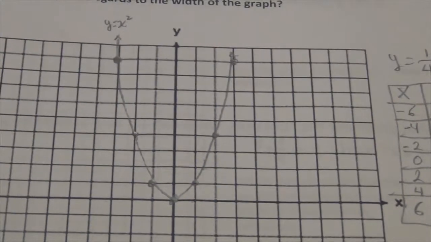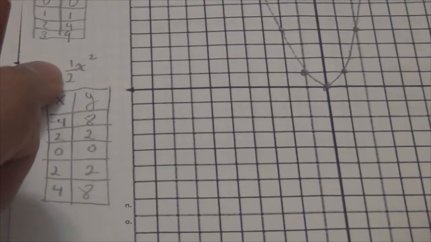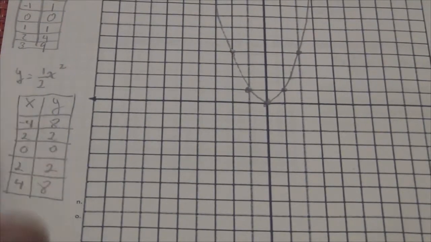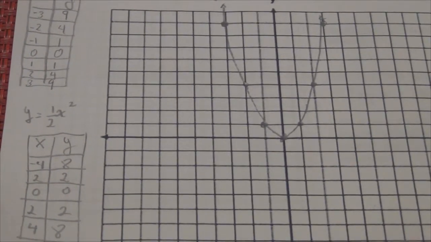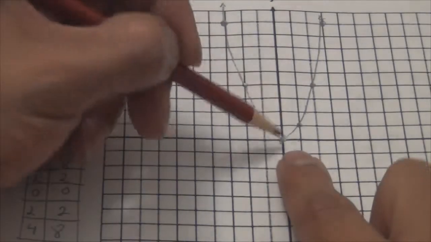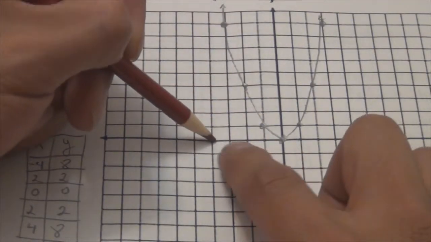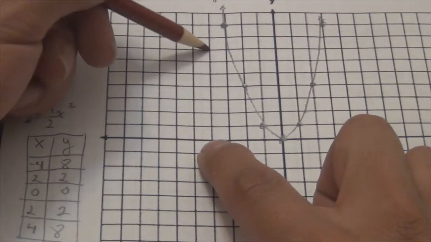Okay, now let's draw the next graph. The other one is going to be 1/2. I'm going to zoom out and just say what I'm graphing. So it's going to be negative 4, negative 8, I'm sorry, 8. Negative 4, 8.